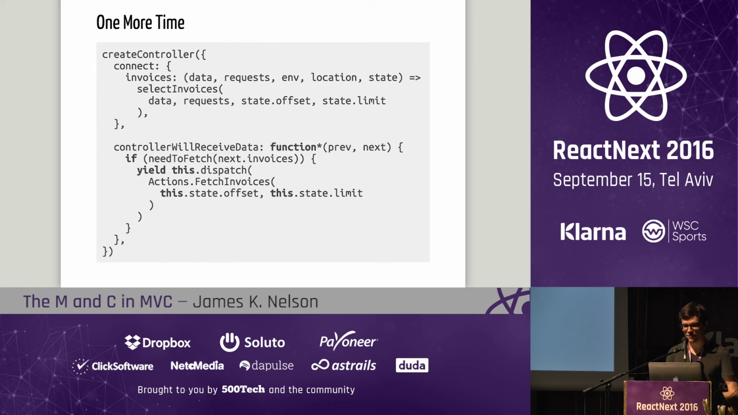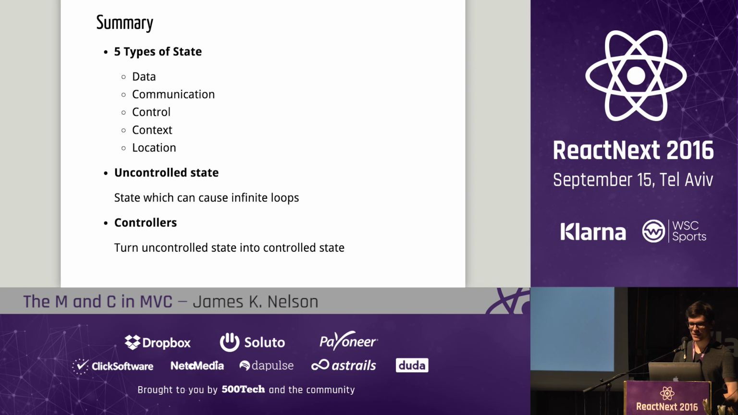Actually, maybe I don't have time for that. So yep, this is the basic summary. We've got 5 types of state. And controllers turn uncontrolled state into controlled state.